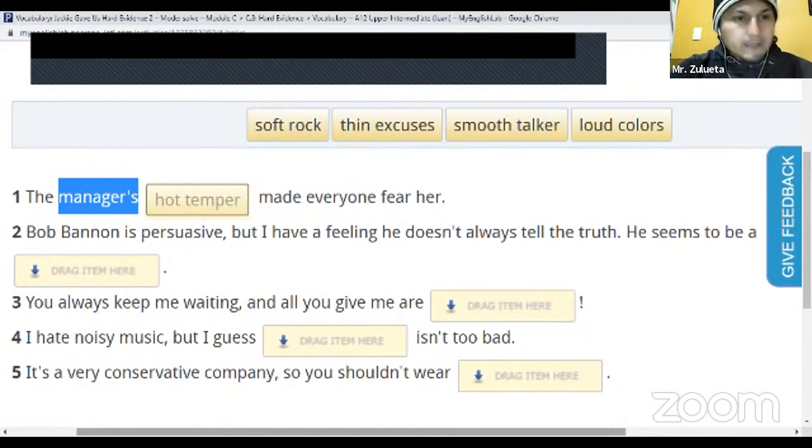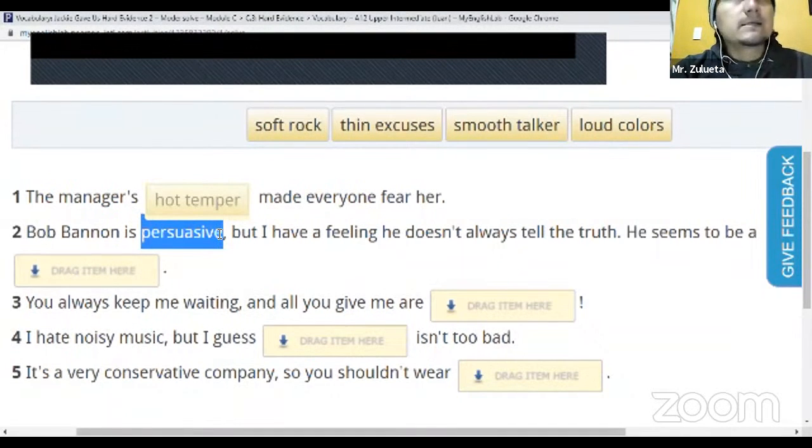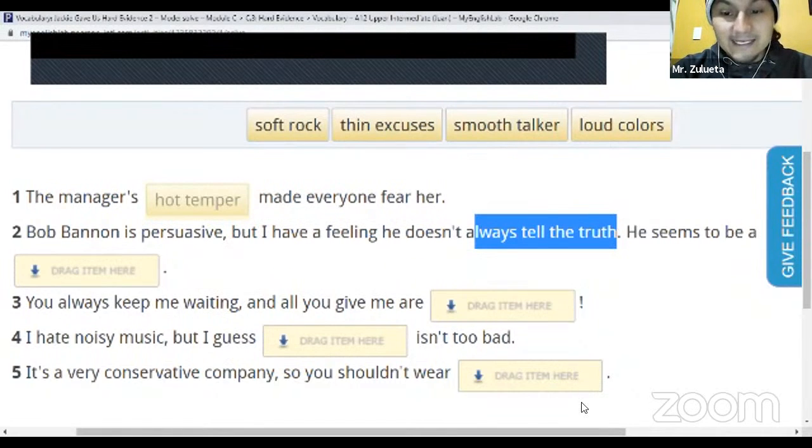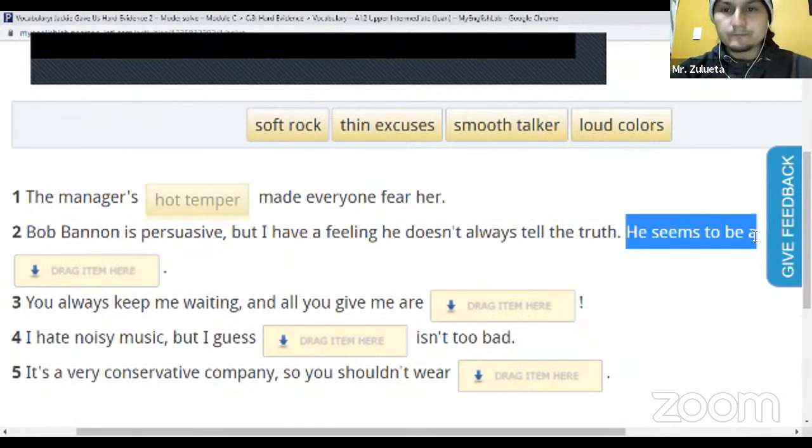Okay, now Bob Bannon is persuasive. Do you know what persuasive is? To try to get somebody to do what you want, okay? But I have a feeling he doesn't always tell the truth. So he's a liar. He seems to be, so he always tries to persuade, but with lies. So how would you call that type of person?